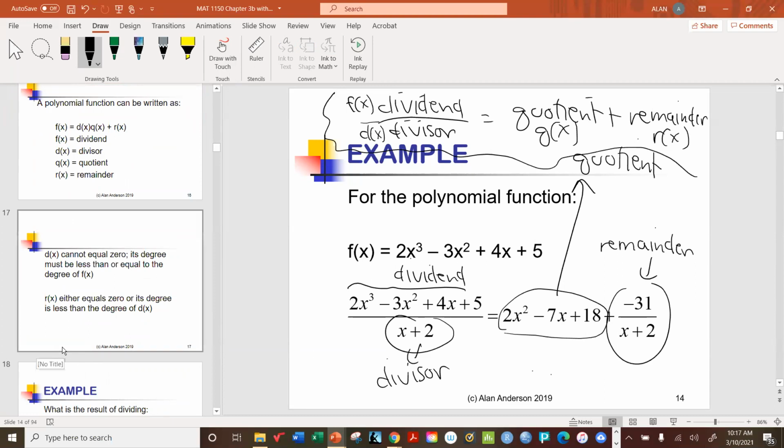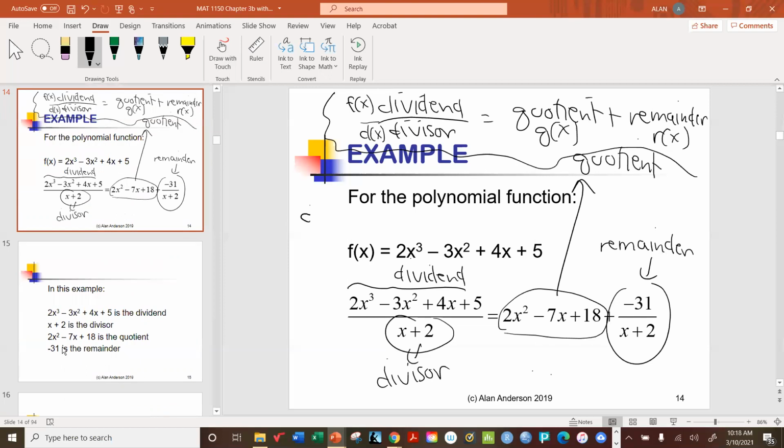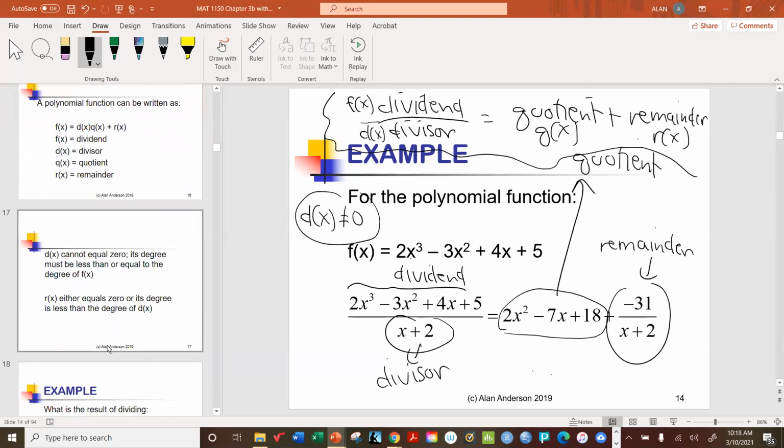Now there's some restrictions here. Well, first of all, obviously d of x cannot be 0. We can't have division by 0, as we already know. We've seen that cool video which explained that to us in great detail, because there's no multiplicative inverse for 0.